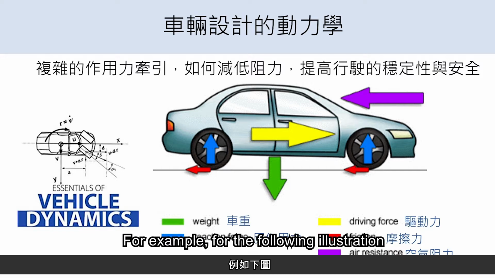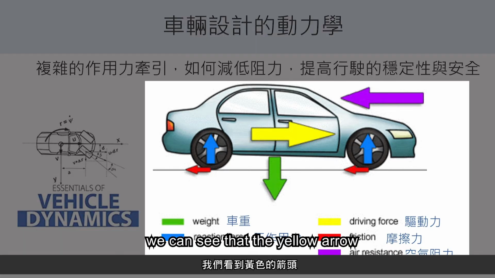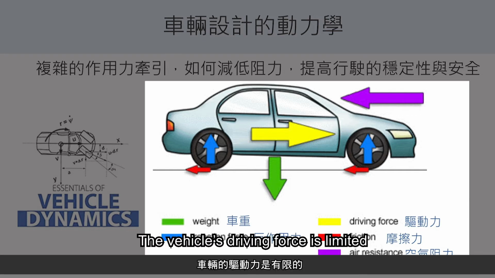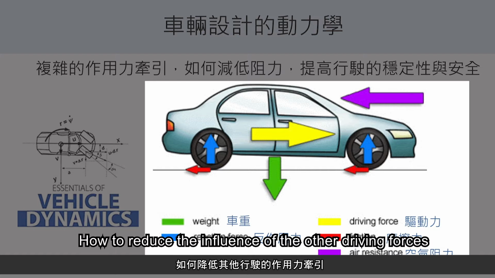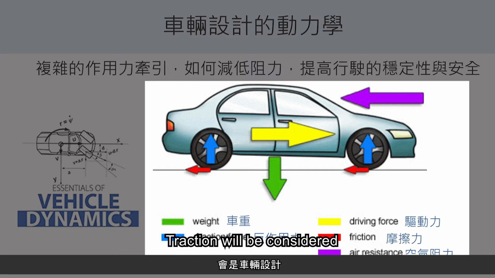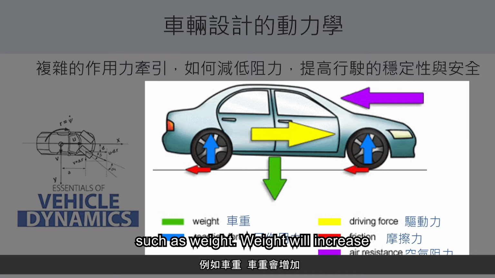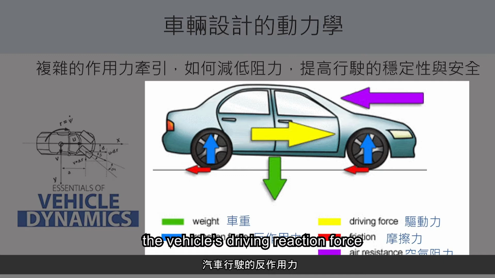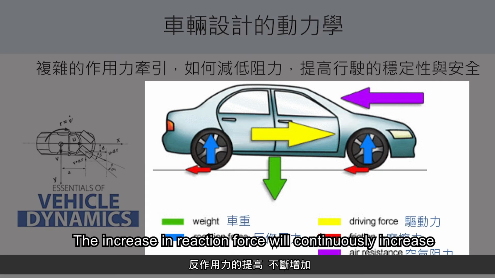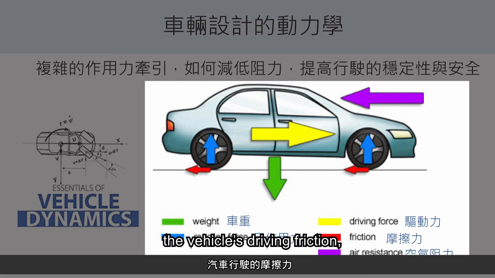For example, in the following illustration, we can see that the yellow arrow represents the vehicle's driving force. The vehicle's driving force is limited. How to reduce the influence of the other forces? Traction will be an important consideration. These forces, such as weight, will increase the vehicle's driving reaction force. The increase in reaction force will continuously increase the vehicle's driving friction and will greatly increase the vehicle's rolling resistance.